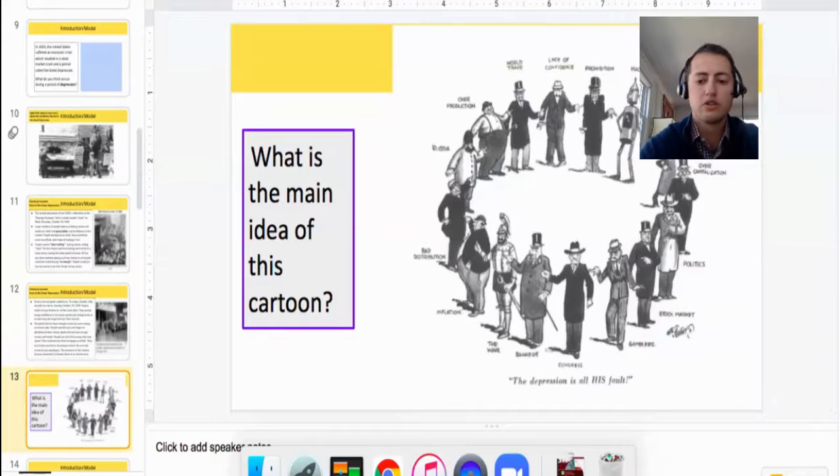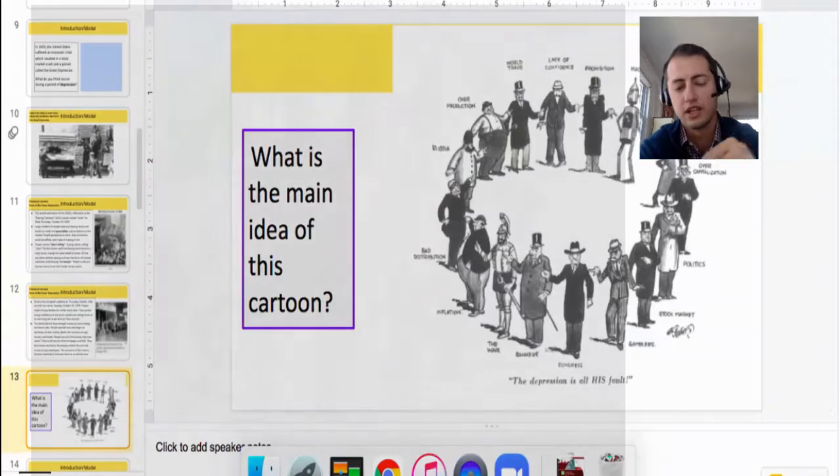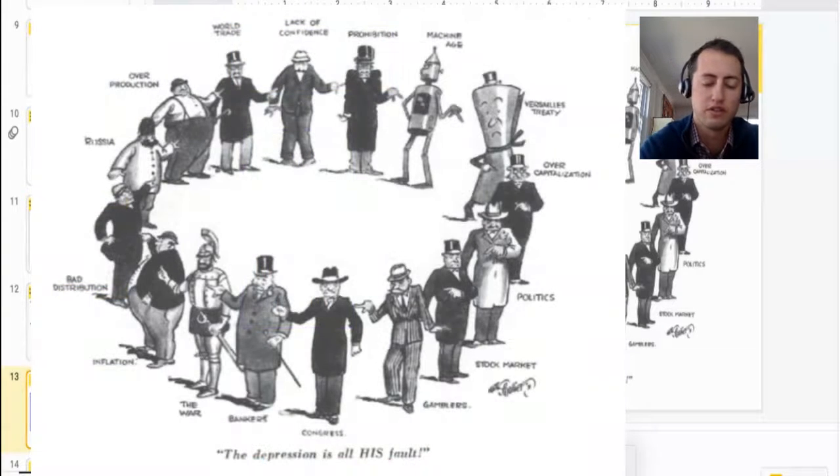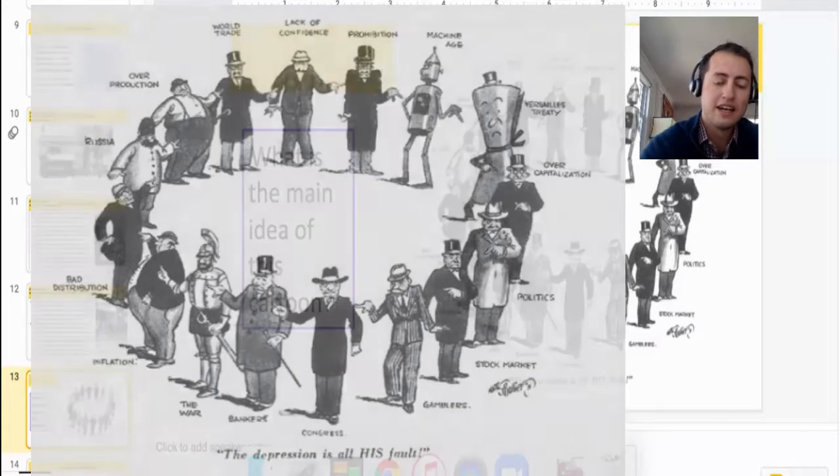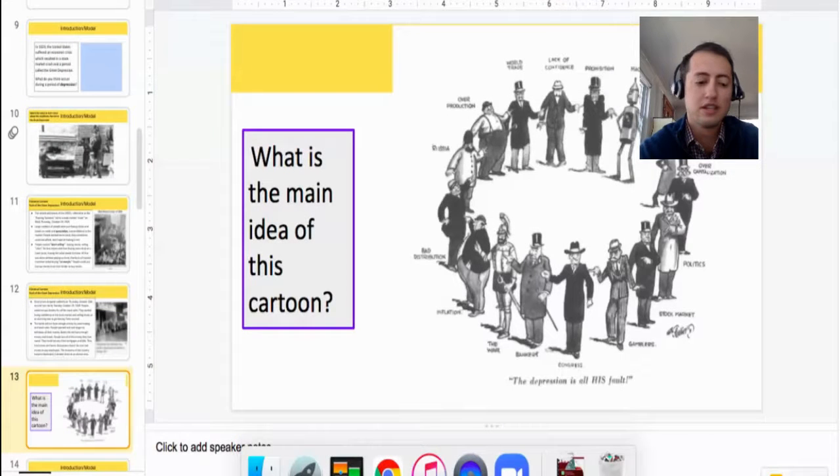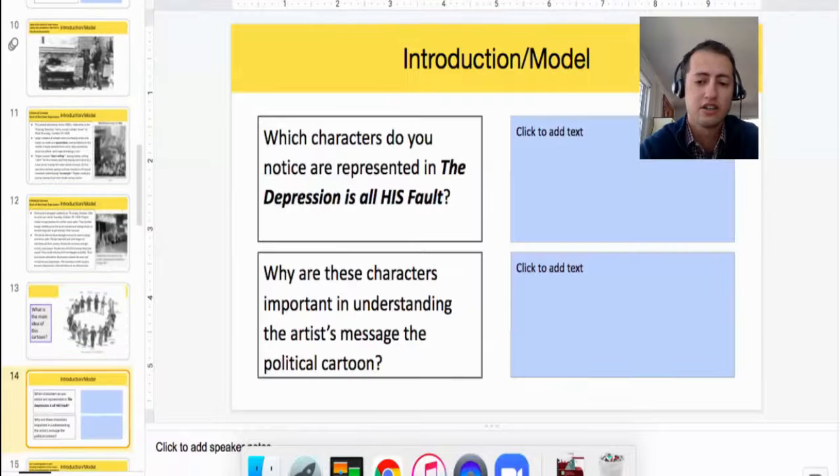So this is a cartoon called "The Depression is All His Fault," and it is a bunch of people or figures pointing at each other, blaming them for the Great Depression. And it's a great way for kids to just understand that there were lots of causes of the Great Depression. There was lots of blame placed. I think it's really rich, and I think kids and just everyone can take a lot out of this cartoon. So it does ask you a couple of questions.